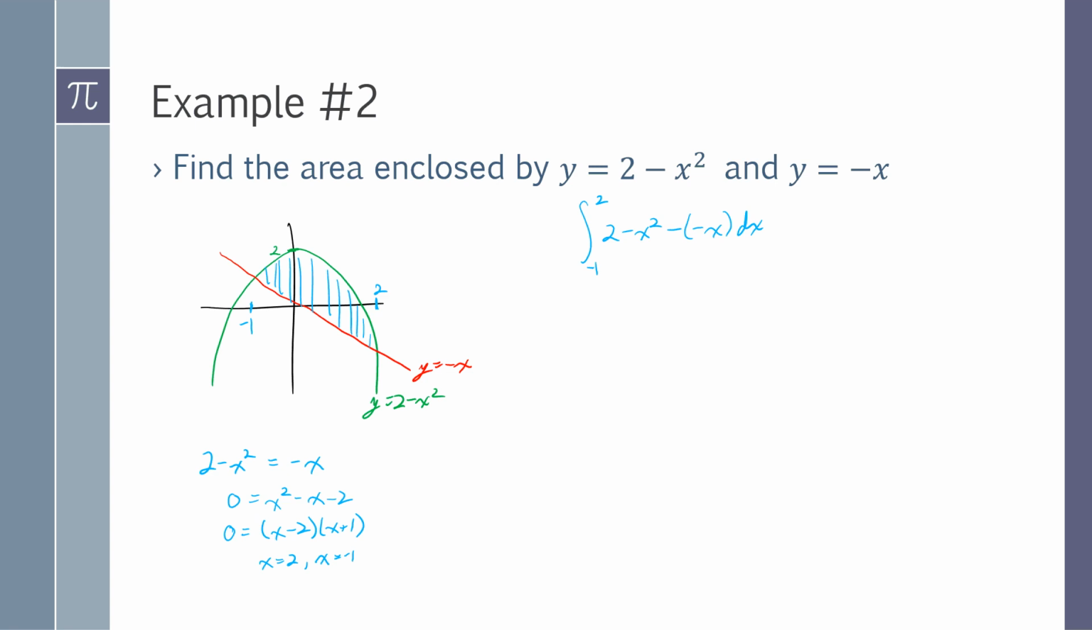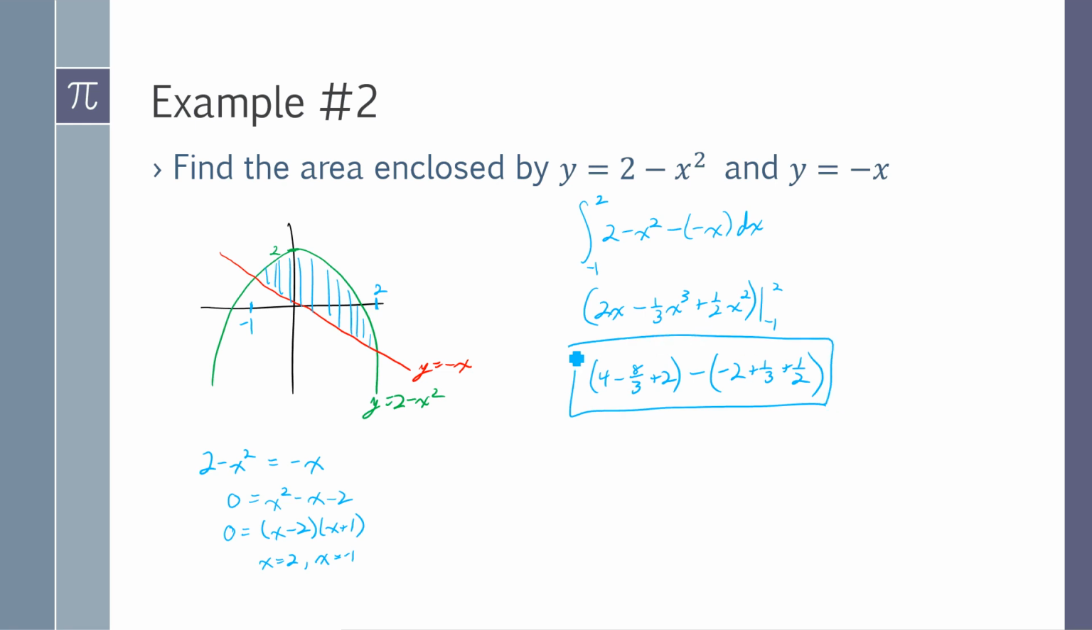I can now go ahead and do this antiderivative by hand. So I have 2x minus 1/3 x cubed plus 1/2 x squared from -1 to 2. Plug in my upper bound first, then subtracting, plugging in my lower bound. Again, I am not required to simplify, so there is my answer. And again, please watch and be careful of your parentheses. Parentheses are really important as we are doing these.